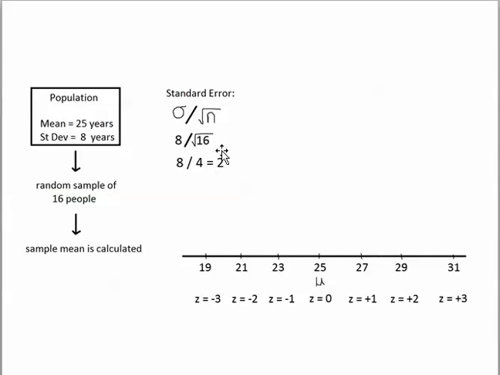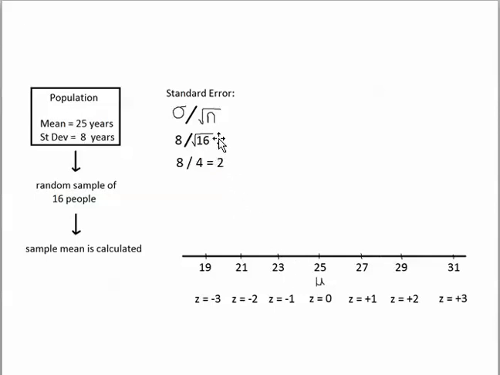Since the standard error is 2, that means that in this situation, we would expect the sample mean to be about 2 from the population mean. That's the amount of error that would be typical in this situation. In this situation, we would expect the sample mean to be somewhere between 23 and 27, because that's 2 in either direction of the population mean.